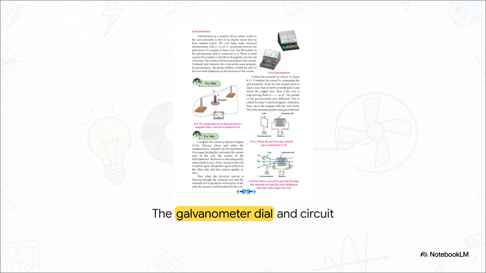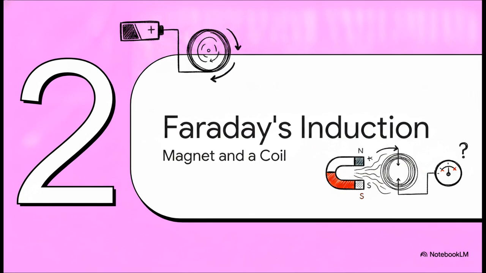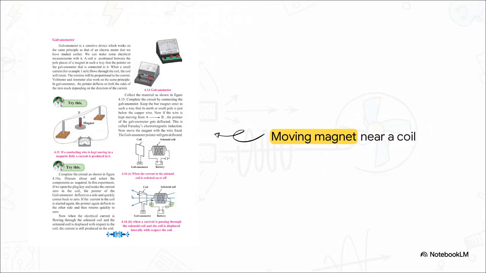Pretty neat, right? All right, moving on to our second topic, Faraday's electromagnetic induction. Normally, to get a current, we just hook up a battery, right? But what if we want to make that galvanometer needle jump without using any battery at all? Well, Michael Faraday figured this out with a truly groundbreaking experiment.